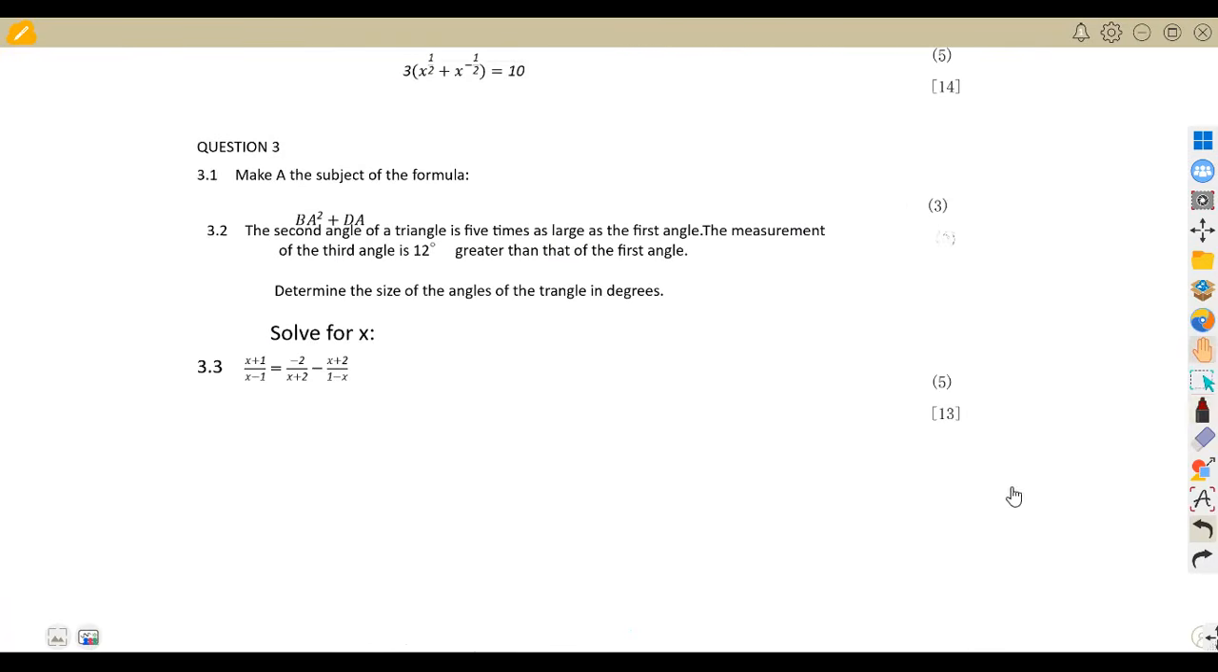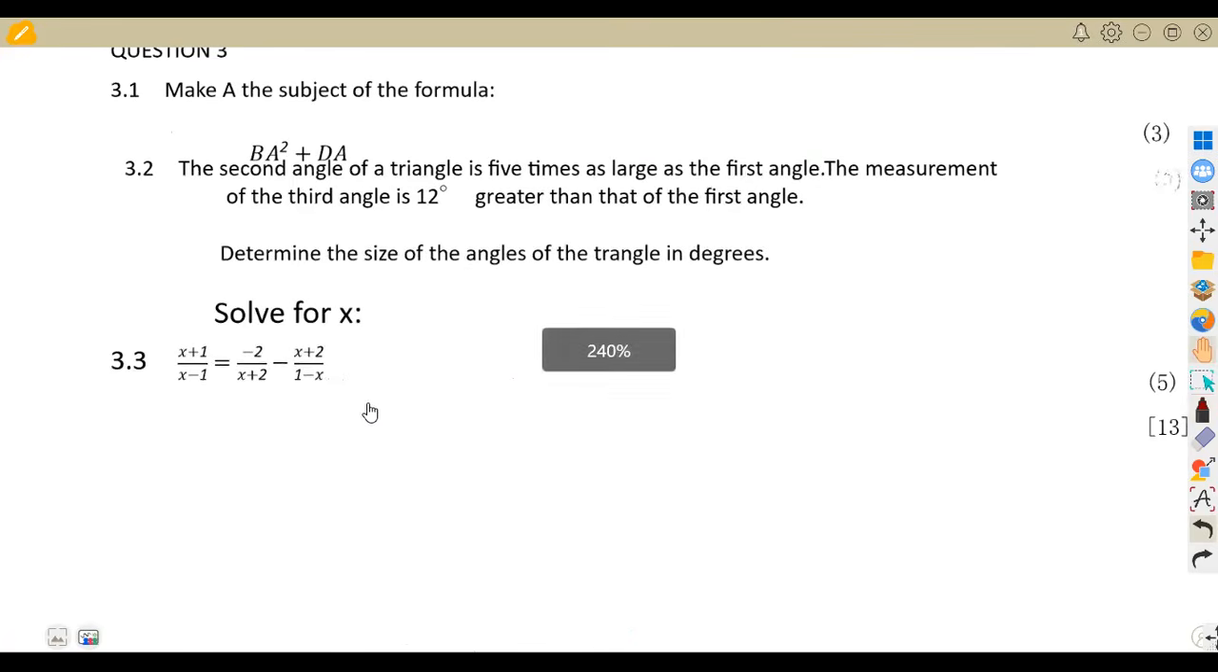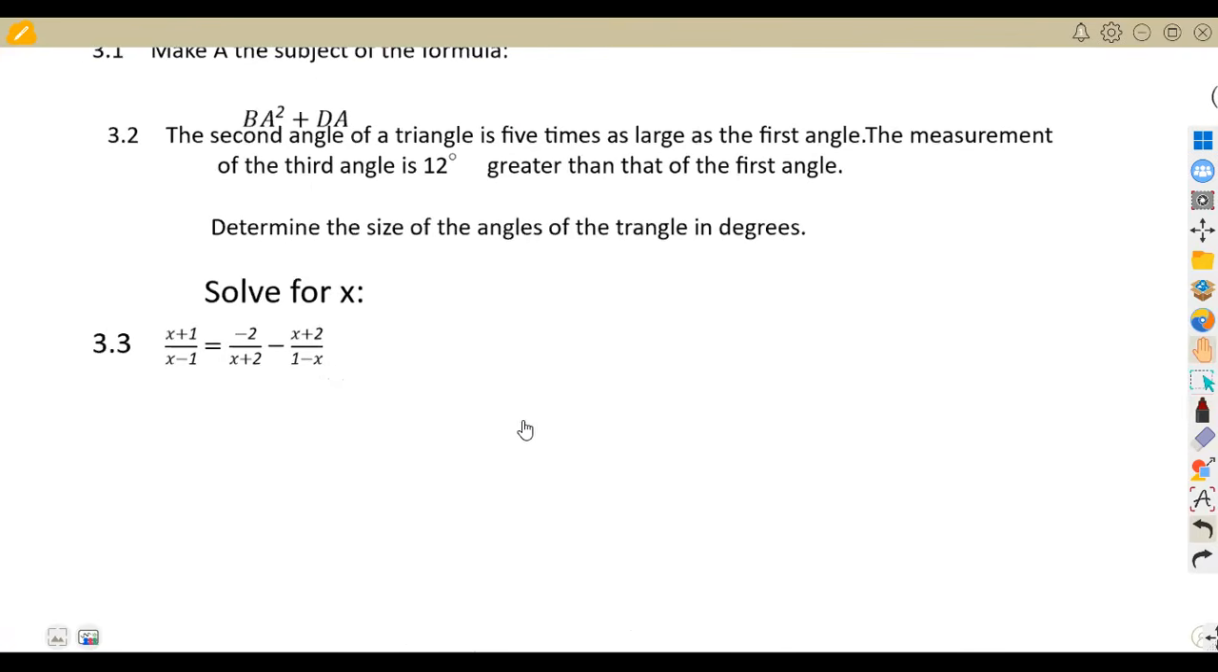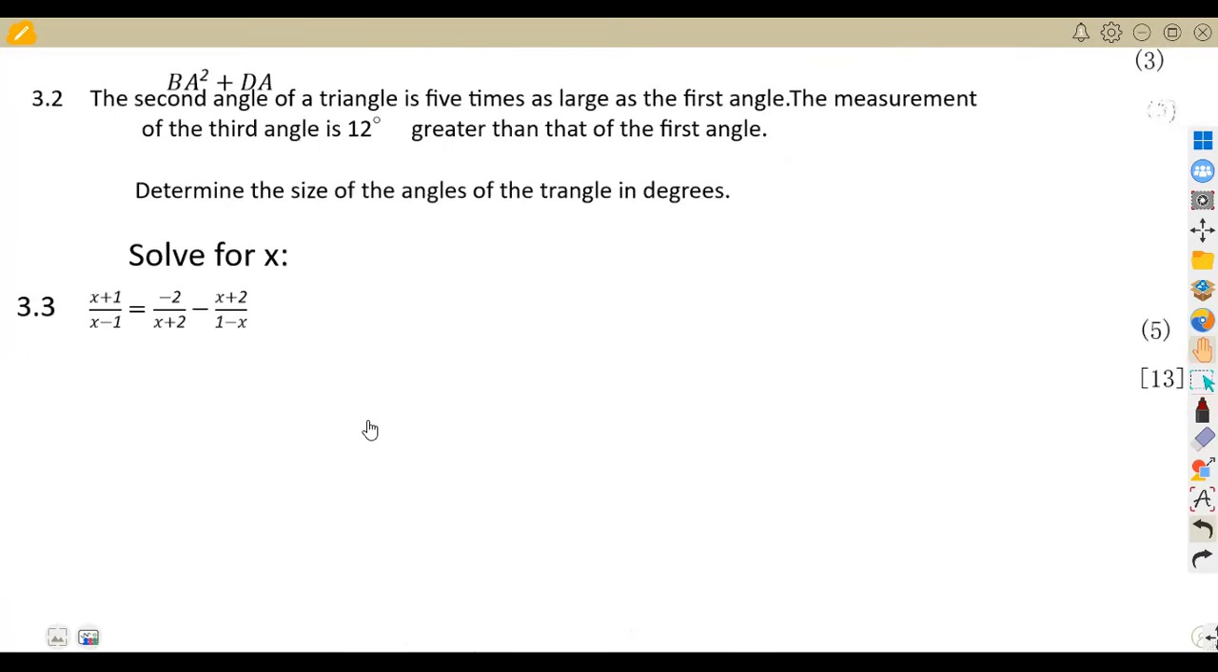Okay, let's see. 3.2, that was a word problem actually, 5 marks for this word problem. So let's just see what they are trying to say here. They are saying the second angle of a triangle is 5 times as large as the first angle. So as we can see from this statement, we are given a triangle, and the reference is the first angle because we are told the second angle in terms of the first angle. They are saying it is 5 times.